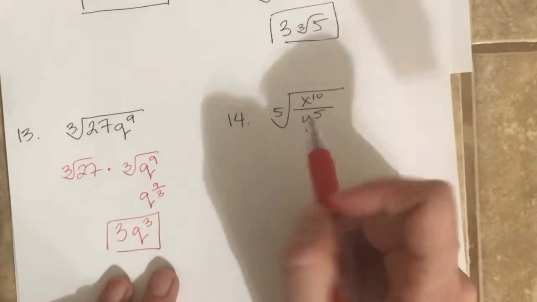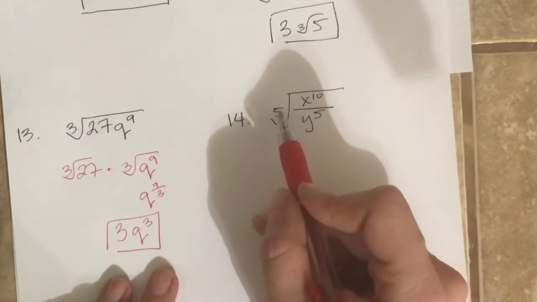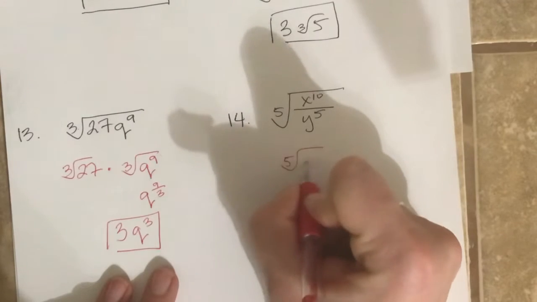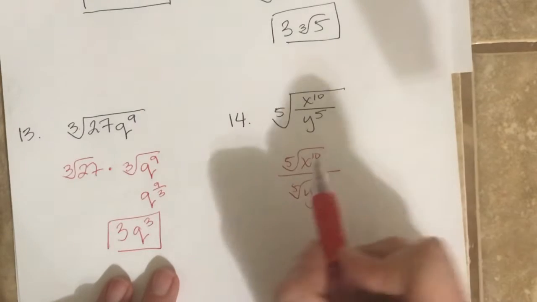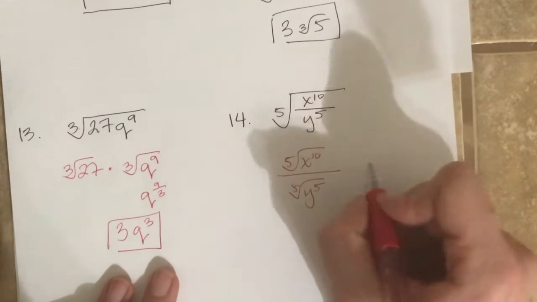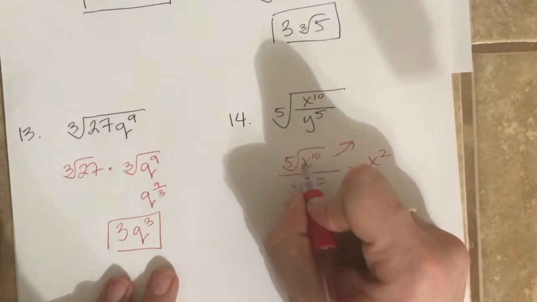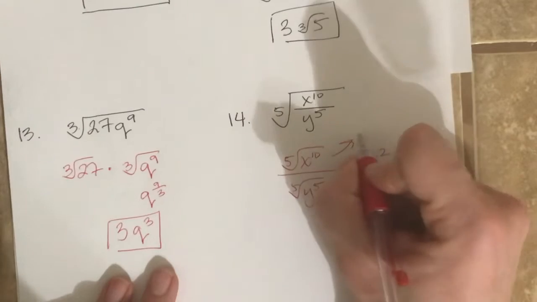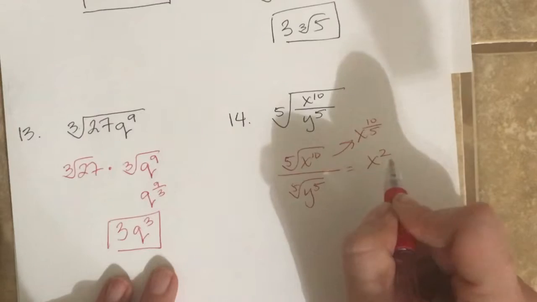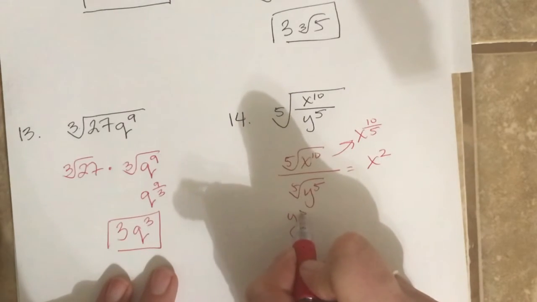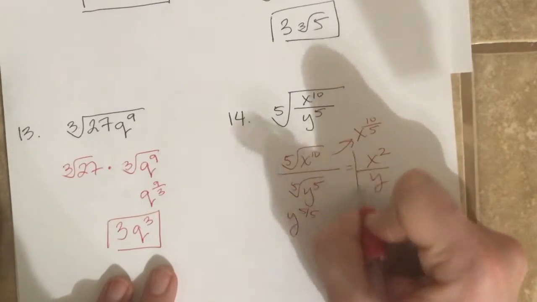Over here, now I can't use an exponent property because these bases are different, but I can break this up as 5th root of x to the 10 over 5th root of y to the 5th. And again, just divide 10 by 5, so this is x squared, because another way of writing this, just to reiterate, is x to the 10/5. Sometimes it helps to think of them as fractional exponents, so that's x squared. This is the same as y to the 5/5, which is y to the 1, so y.